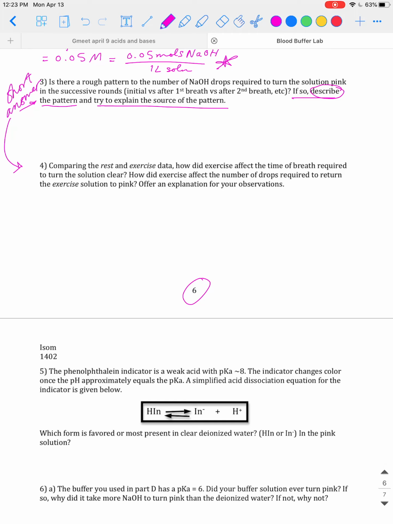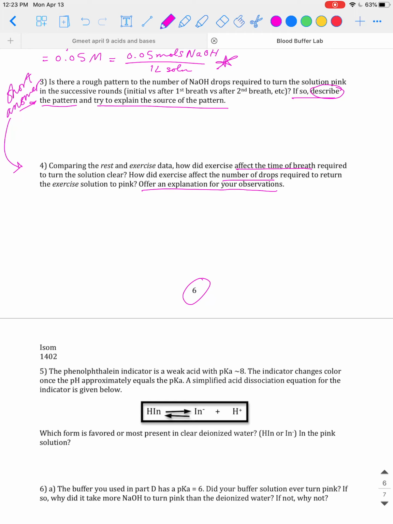Number 4, comparing the rest and exercise data. How did exercise affect the time of breath required to turn the solution clear? And then how did exercise affect the number of drops? So there's 2 questions here. How did it affect the time of breath? And how did it affect the number of drops of NaOH required to turn the solution pink? And then again, offer an explanation why. Why did it require more or less drops?